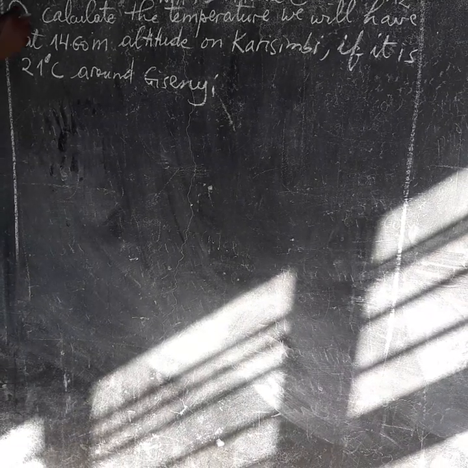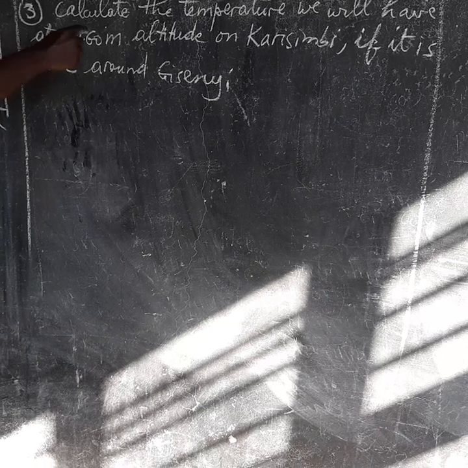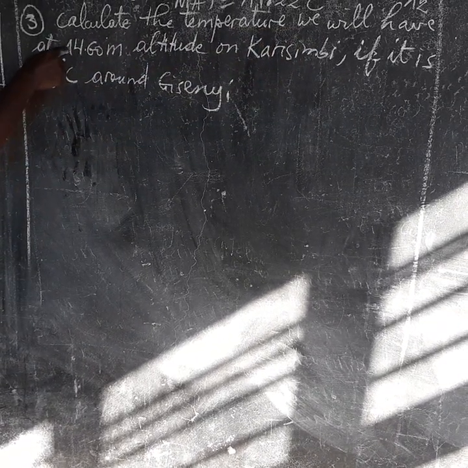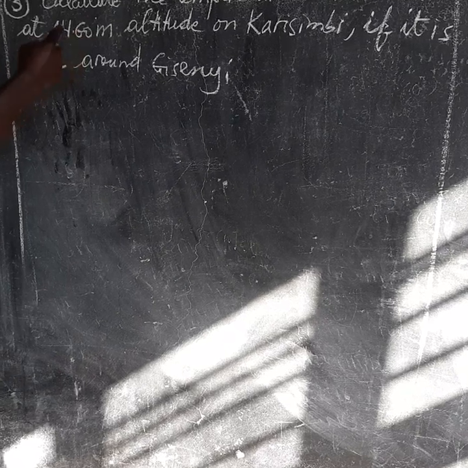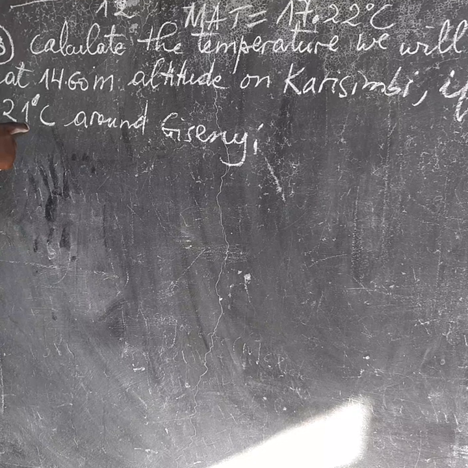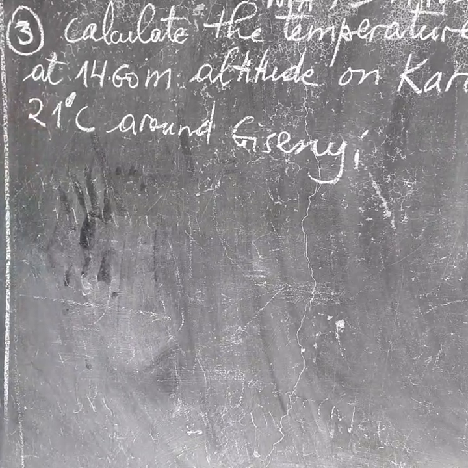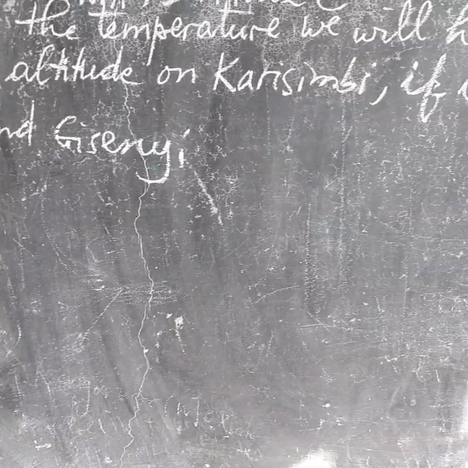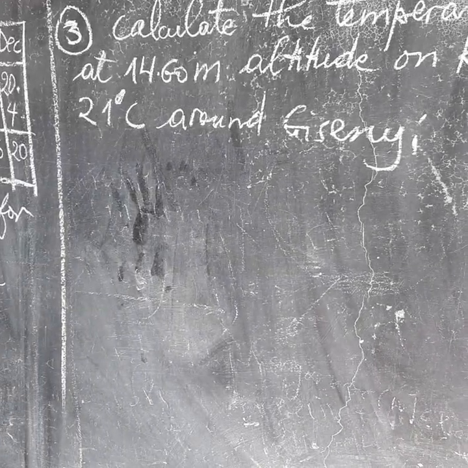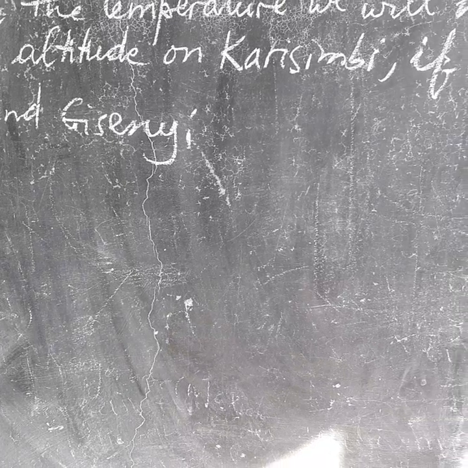We are still on the calculation about temperature. We have a good question here. Question number 3 is asking: calculate the temperature we will have at 1460 meter altitude on Karisimbi if it is 21 degrees Celsius around the same. So meaning that we have a degree Celsius at Gisenyi, and they are asking us to find the degree Celsius at Karisimbi.